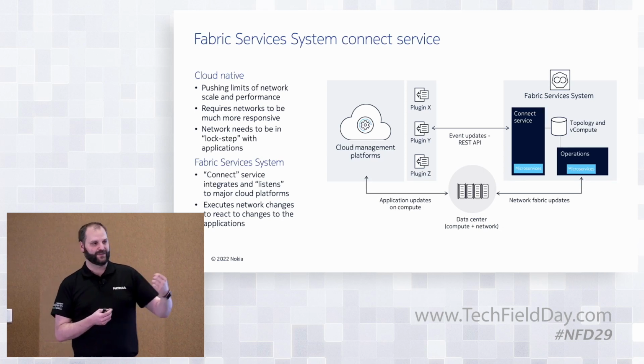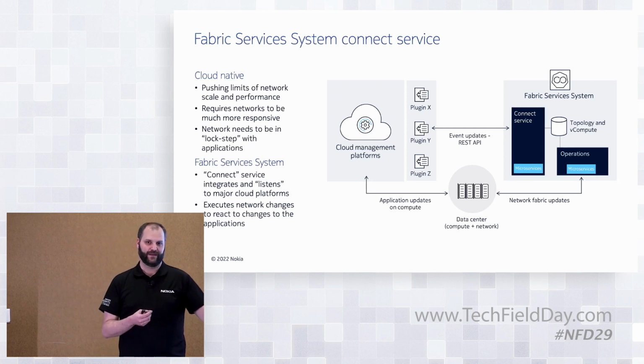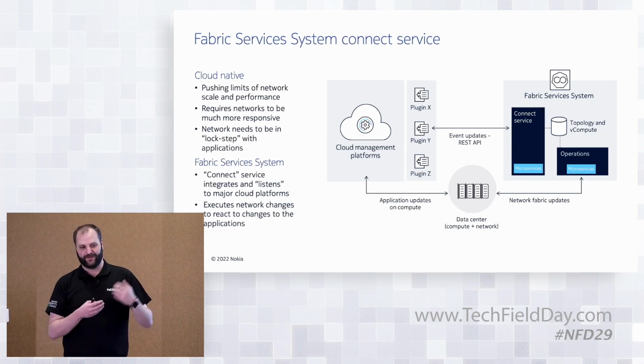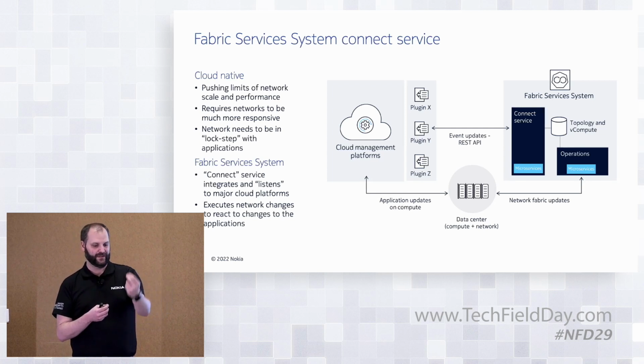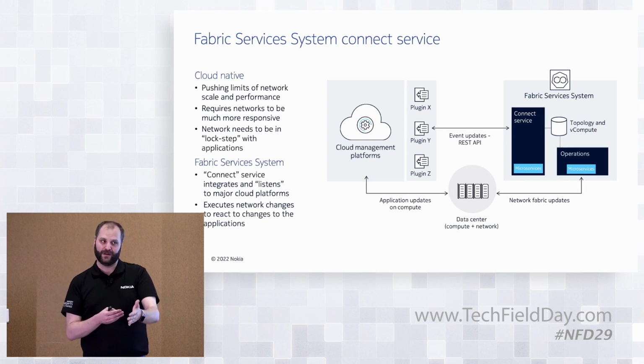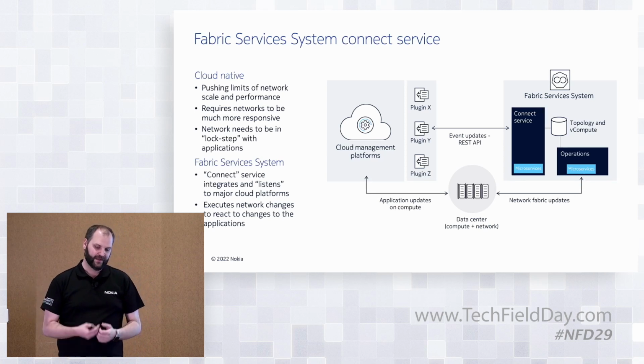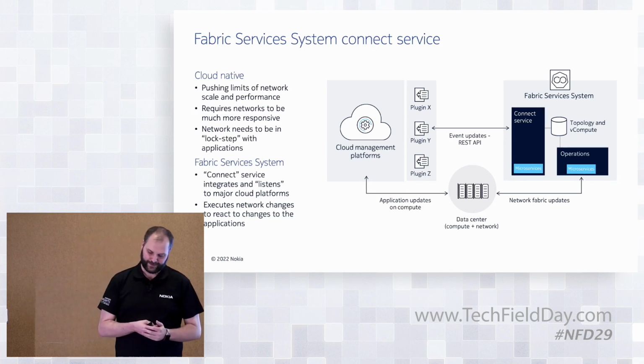So whenever something happens on the CMS platform, and whenever an application is deployed on a compute node, we automatically figure out this application is connected to this network, this EVPN. Oh, this compute node is not yet connected in the network. So we need to change the Fabric to make sure it's connected. So we're listening to those events.